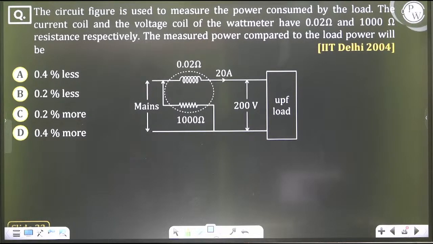Try to answer. What is the answer for this?